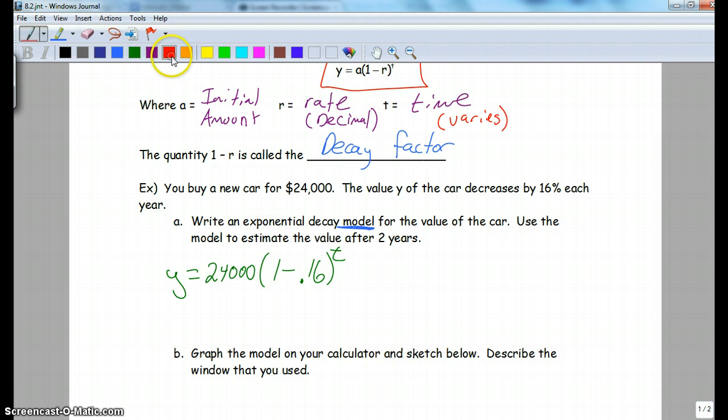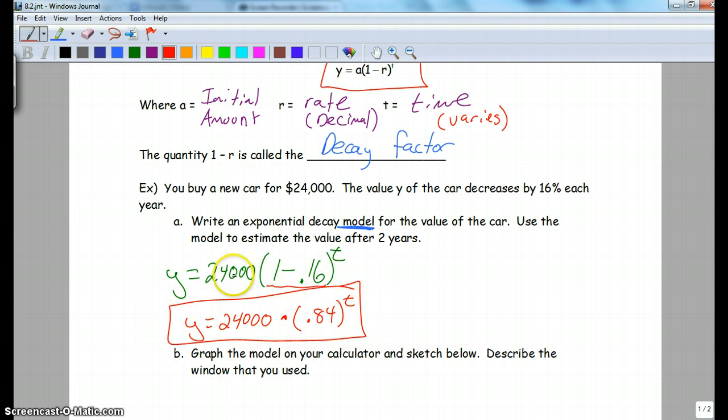Anyways, this decay factor. Remember, 1 minus R is called the decay factor. I would rather you write it as Y equals 24,000 times, and this is going to be 0.84 raised to the t power. All right. I don't think I'm going to get too fussy about either one, but this is a better way to write it. Now, my question to you, can you multiply 24,000 times 0.84? No, you cannot.